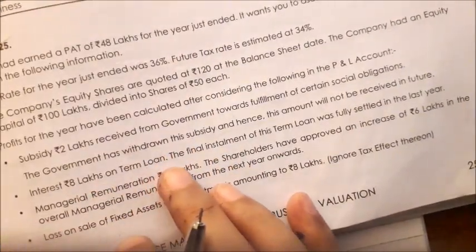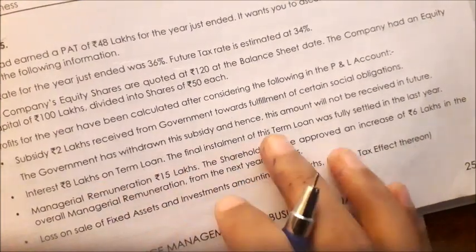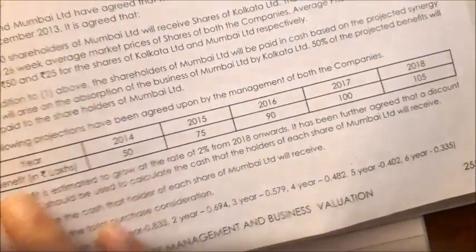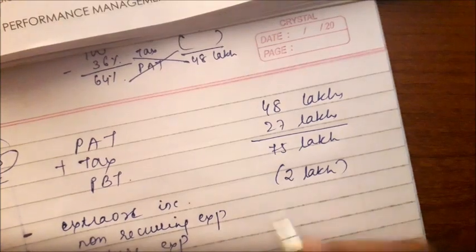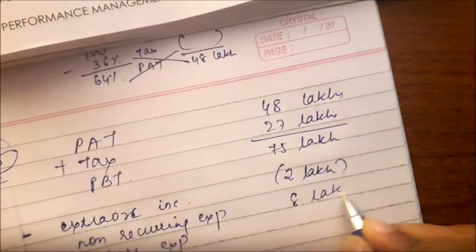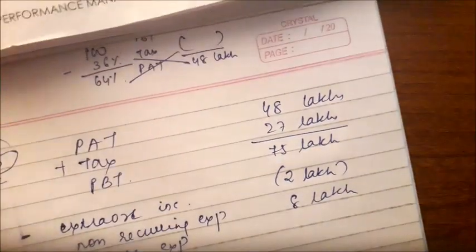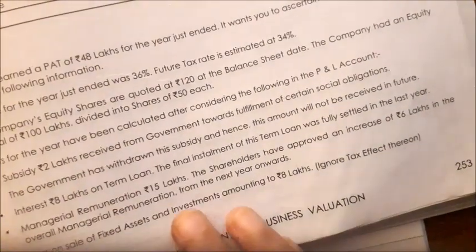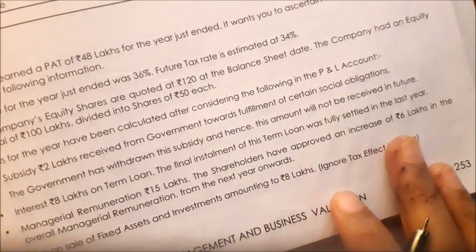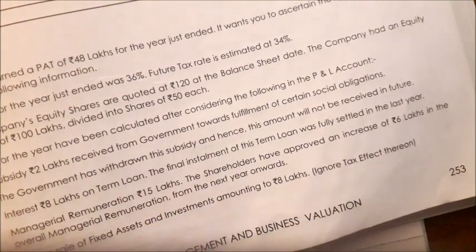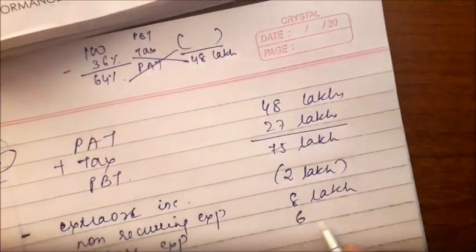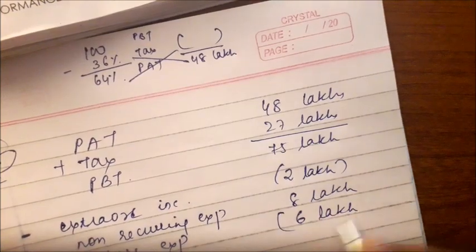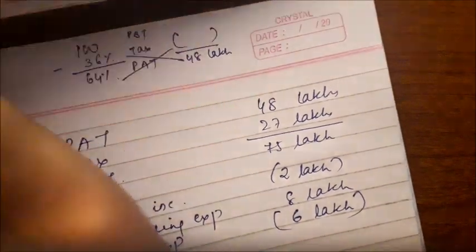Interest 8 lakhs. This expense is not going to happen. So in non-recurring expenses, we add. So 8 lakhs is to be added. They are saying managerial remuneration of 15 lakhs, and an increase of 6 lakhs is going to happen. Every year the remuneration is to be paid, 6 lakhs is to be increased. So this is the future expense which we require to subtract. This is going to be our real expense.